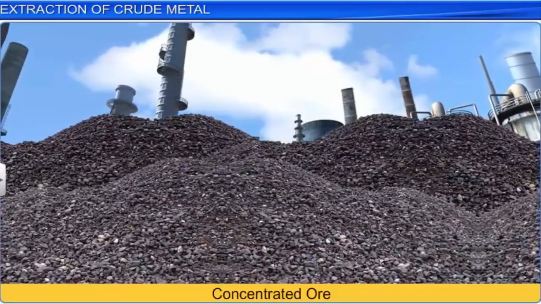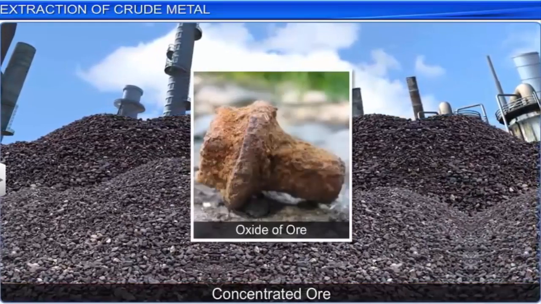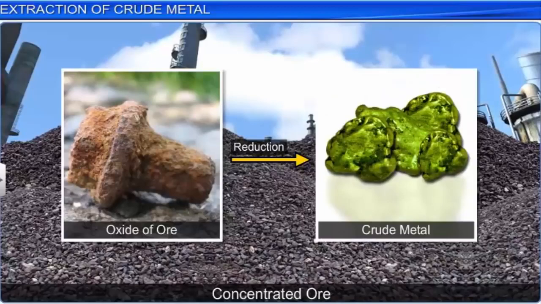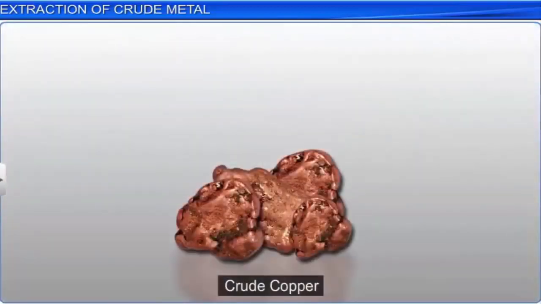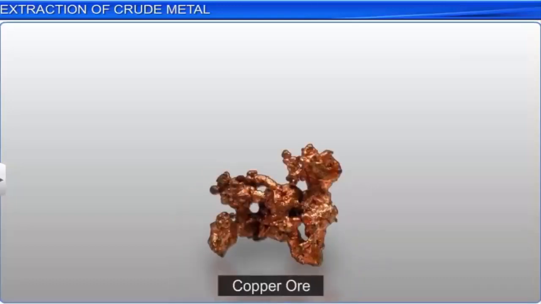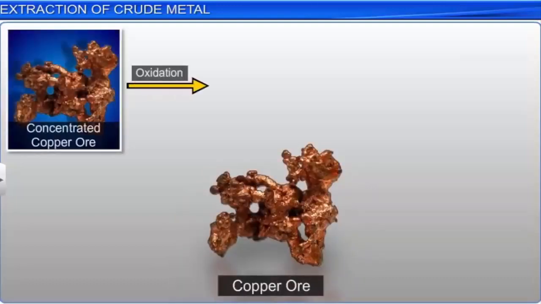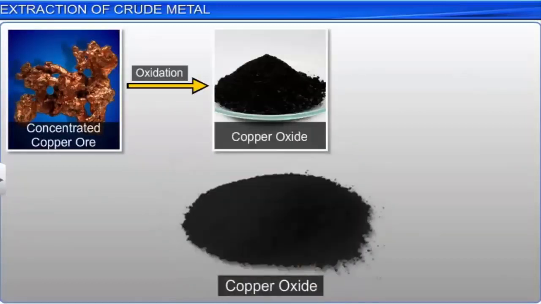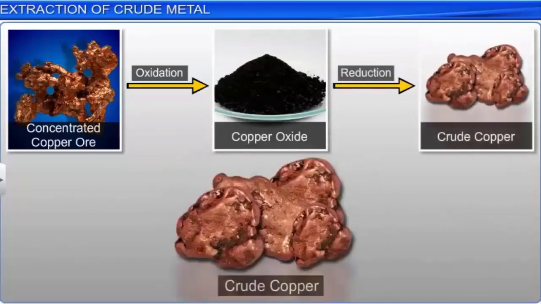The concentrated ore must be converted into an oxide, which is more suitable for reduction. For example, if we want to obtain crude copper from concentrated copper ore, we should first convert the concentrated copper ore into copper oxide and then reduce copper oxide to obtain crude copper.